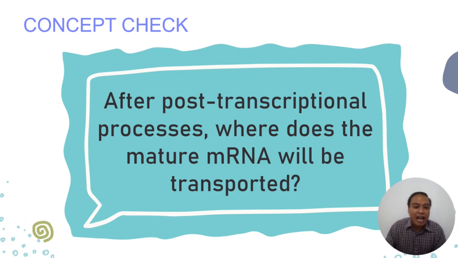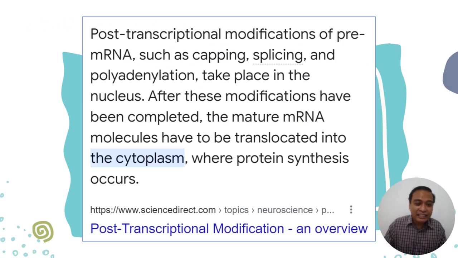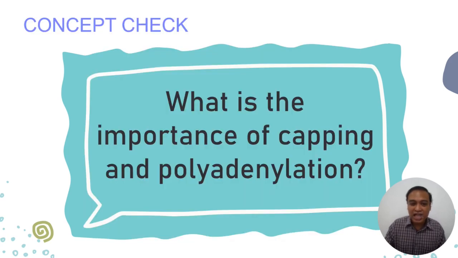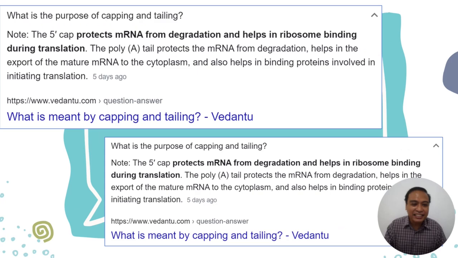Now, there's a question. After post-transcriptional process, where will the mature mRNA be transported? The answer to that is it will be transported to the cytoplasm. So here you can see that it will be translocated into the cytoplasm. Another question. What is the importance of capping and polyadenylation? The answer to that is the 5' cap protects the mRNA from degradation and helps ribosome binding during translation. And also, the poly A tail will be very important to protect it also from degradation and helps in the exportation of the mature mRNA to the cytoplasm.